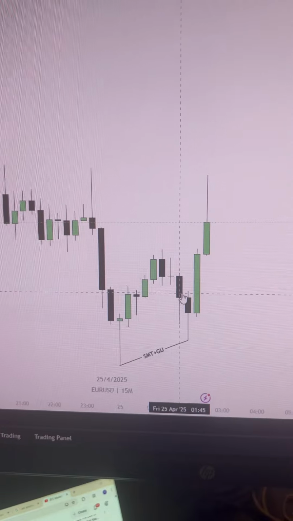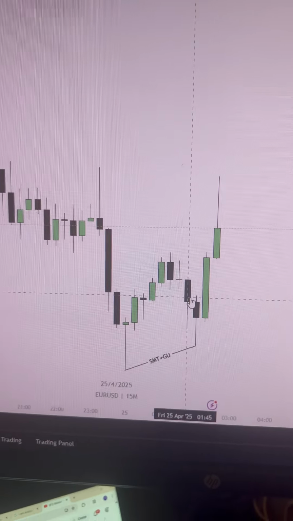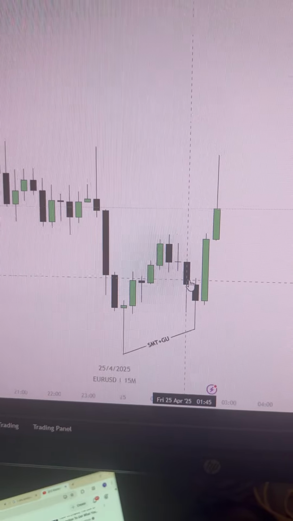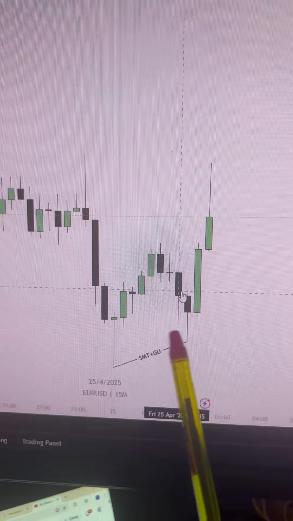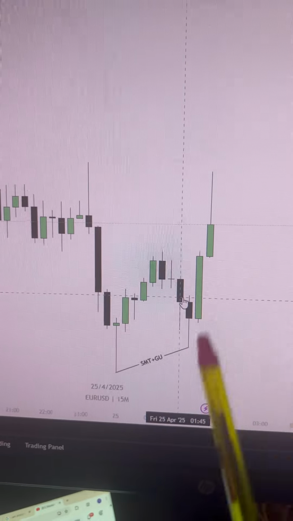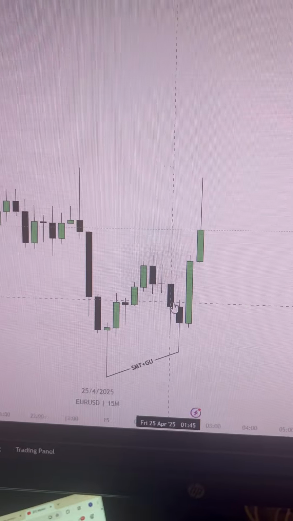That means if GU is making a lower low, EU is supposed to make a lower low, and if GU is making a higher high, EU is supposed to make a higher high. But in this case, we see GU making a lower low, but EU is making a higher high, which tells us that there is a crack in correlation, and this is called SMT divergence.